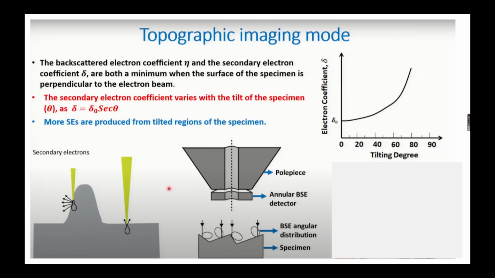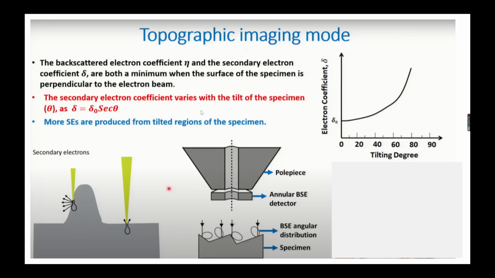So here, the backscattered electron coefficient is given by eta, and the secondary electron coefficient is given by delta. Both are a minimum when the surface of the specimen is perpendicular to the electron beam. This is your tilting angle, and here the angle is increasing.